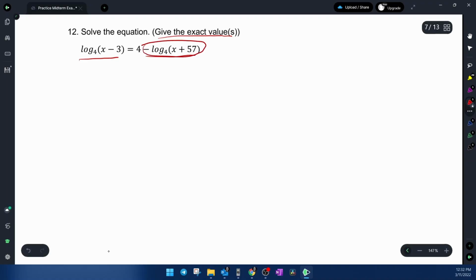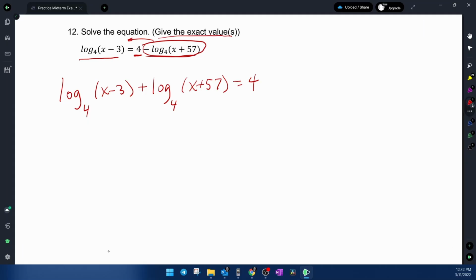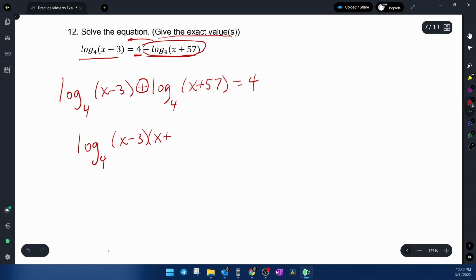I'm going to bring the negative log over. That's going to give me log base 4 of x minus 3. That will become plus log base 4 x plus 57 equals, and the 4 is now over there by itself. Now, according to the properties of logarithms, we know that if we're adding 2 logs with the same base, we can use the product rule, and the two logs become 1, and their stuff gets timesed.